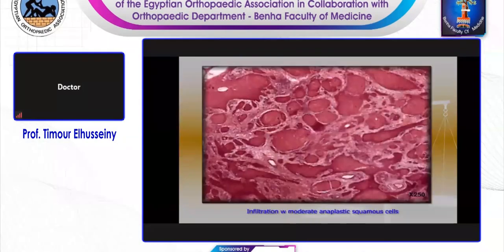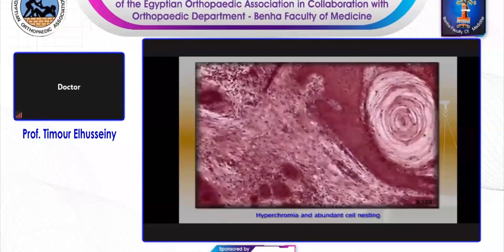This is the image of microscopy showing profound infiltration with moderately anaplastic squamous cells. She is actually a grade 2 squamous cell carcinoma, characterized by cell nesting, as we can see clearly in this image.